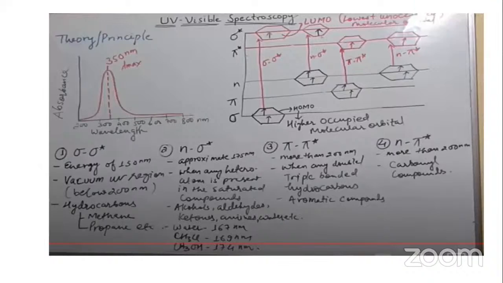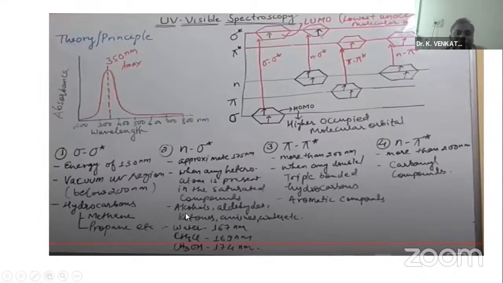Carbonyl compounds have a heteroatom as well as a pi bond, so with unsaturated compounds there are n to pi star transitions. When any heteroatom is present in saturated compounds, such as alcohols, aldehydes and ketones, this is also present. And water: what is the wavelength? 167 nanometers. Methyl chlorides and methanol are also examples of n to sigma star transitions.